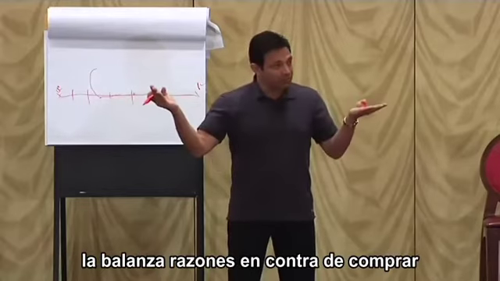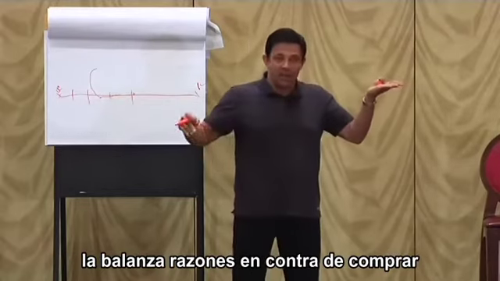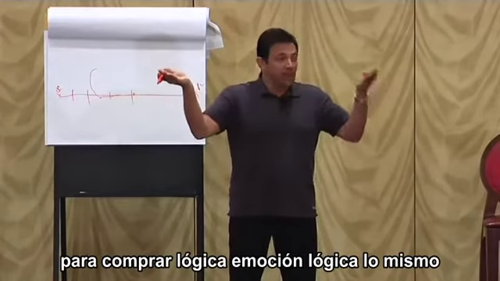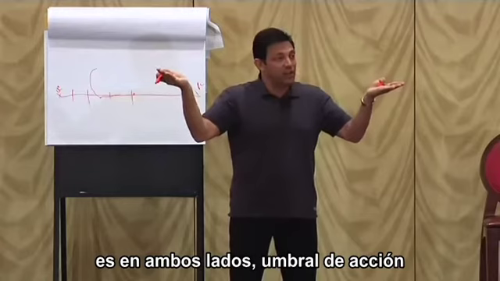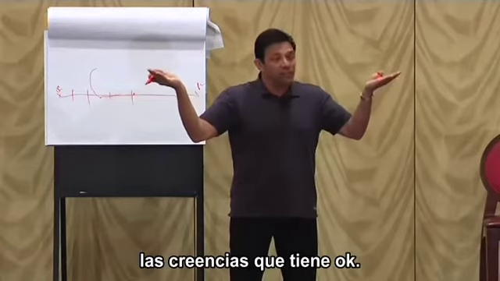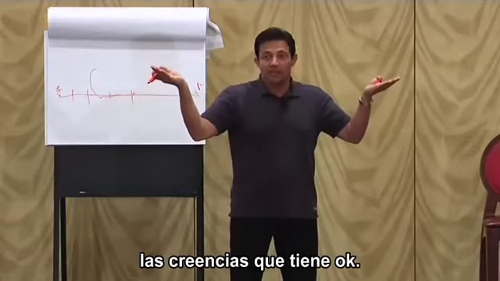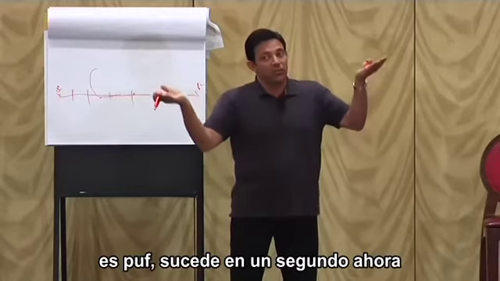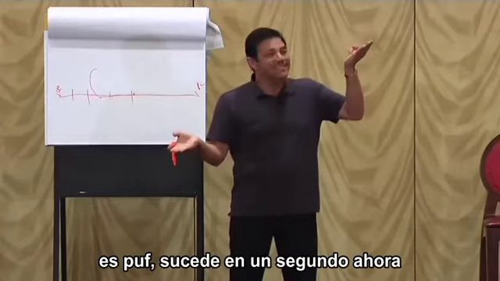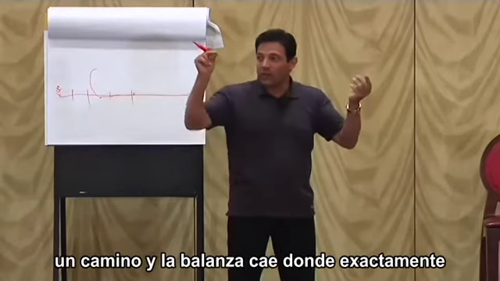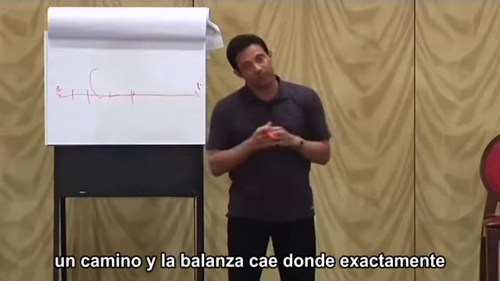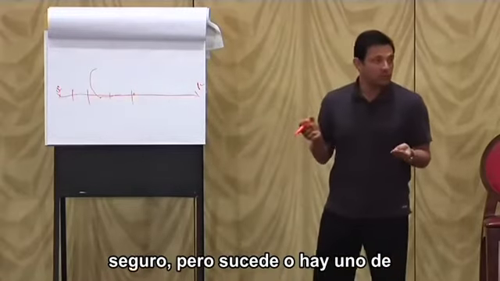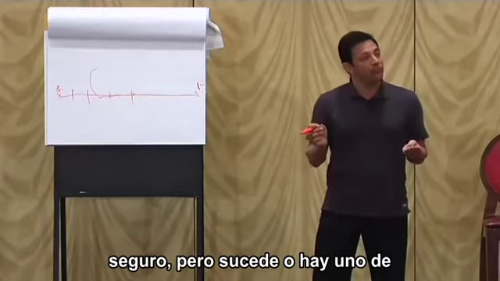The scales. Reasons against buying, reasons for buying. Logical, emotion. Logical, same thing, there's on both sides, right? Action threshold, the beliefs he has. It's going like this, and it doesn't go like this. It happens in a second. That one way, and the scale tips. Where exactly it happens on the line, you can never be sure, but it happens.